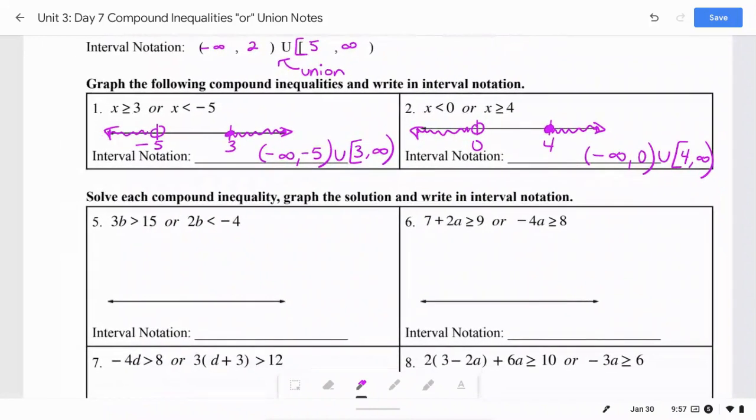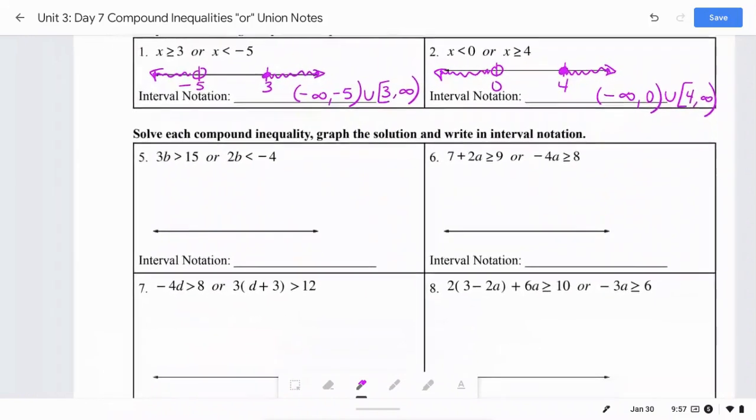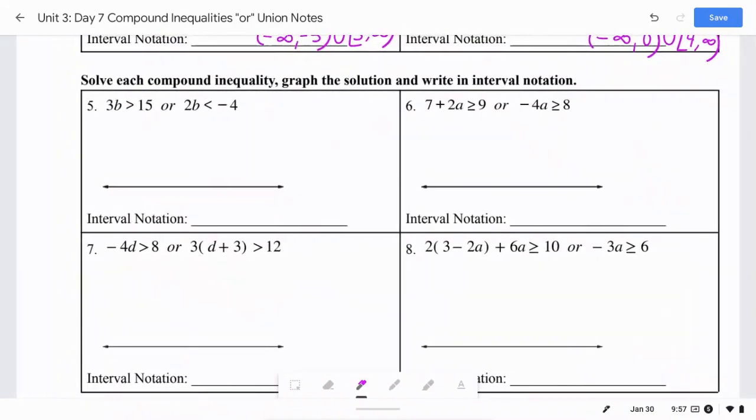Now, some of the questions in the homework, you're going to have to solve the inequalities first and then graph and then write the interval notation. So these last four examples, we're going to solve first, then graph, then write the interval notation. In example 5, you're just going to treat these as two separate inequalities. So just solve them separately.